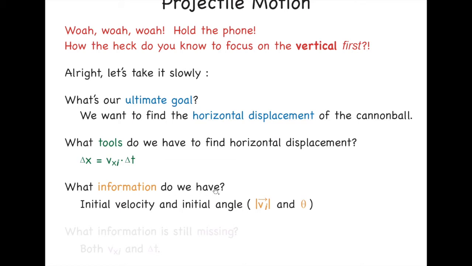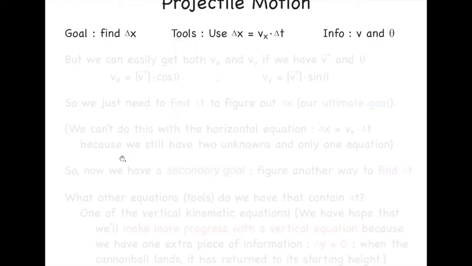What information do we have? Right, so the initial velocity is given, and the initial angle. But I'm still missing vxi, which is the initial velocity component in the x direction. That wasn't just given. They didn't say it has an x component of this much. They just tell me what the total velocity is. And I'm also missing delta t. They don't tell me how long the cannonball's in the air, right? So I'm missing two pieces of information. So now I have to figure out if I can get those two pieces of information. If not, then this is not the right tool to use. But let's not give up quite so easily.